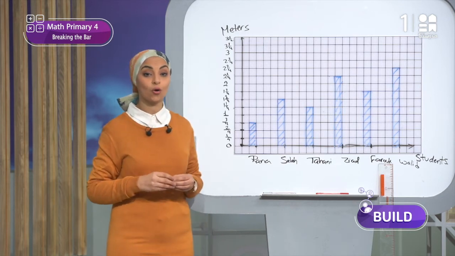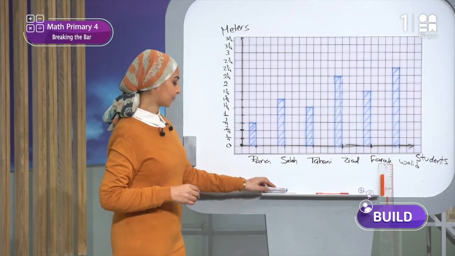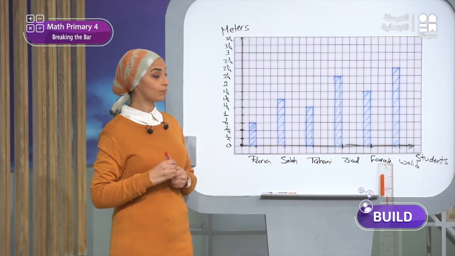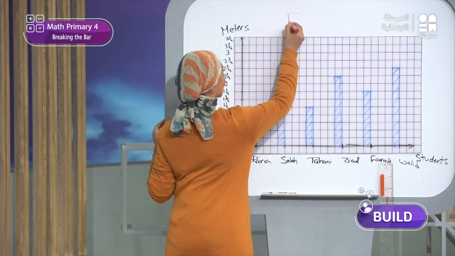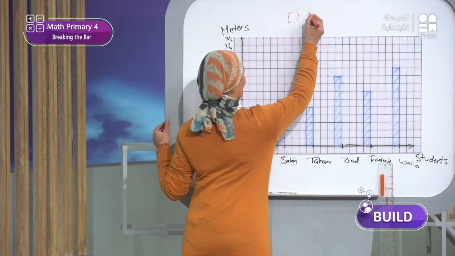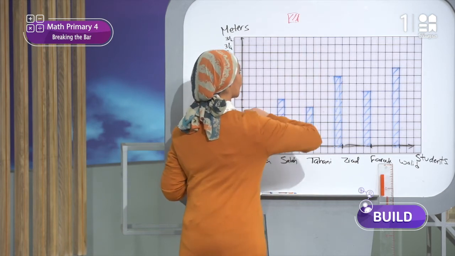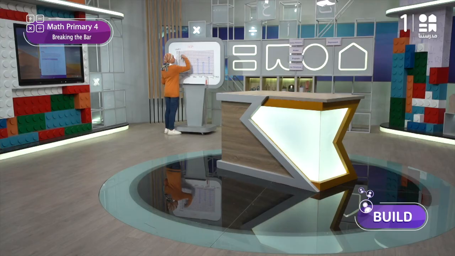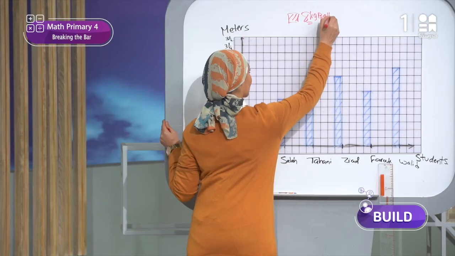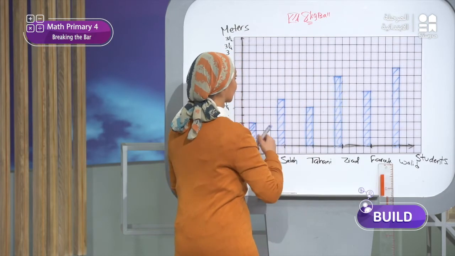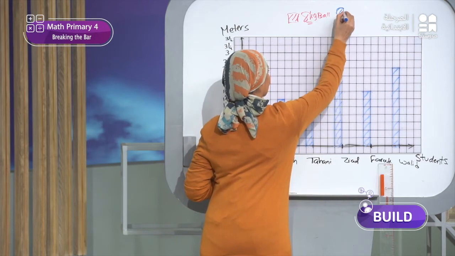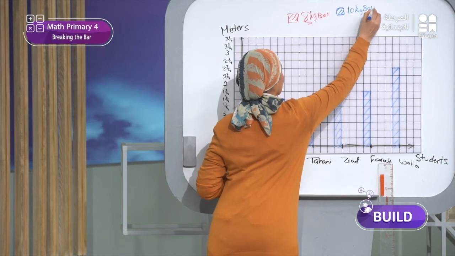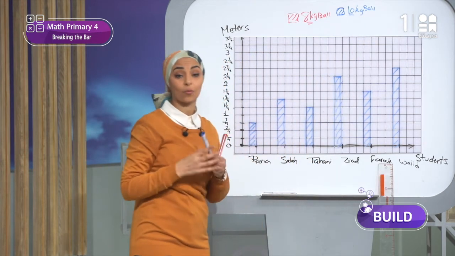Come on, let's start drawing Rana's double bar. Okay, now I will use another color, which is red. Now before making my key, I have the red bar and I have the blue bar. So what does the red bar represent? Yes, it represents the 8 kilogram ball. Okay, while the blue bar represents the 10 kilogram ball. And this is my key, which helps us understand what these colors mean.